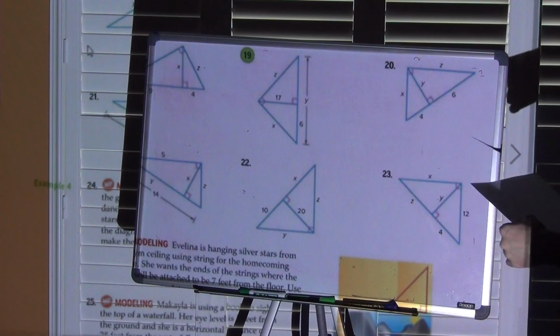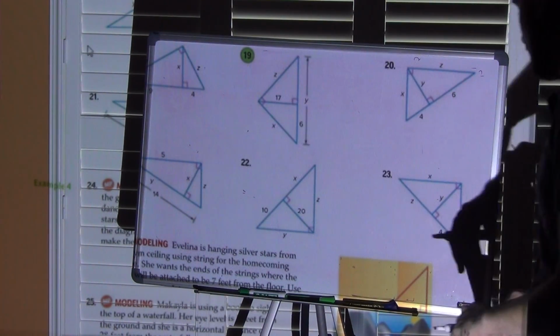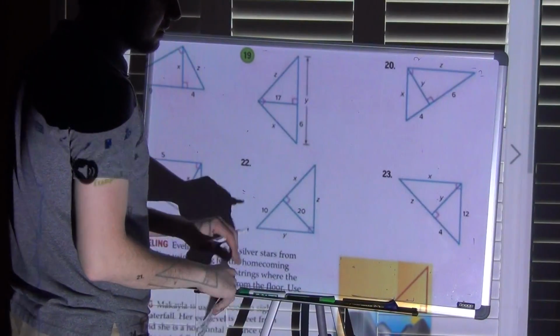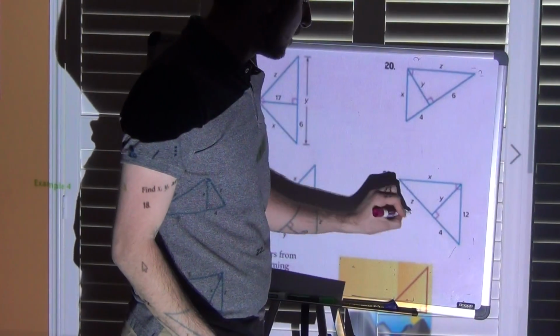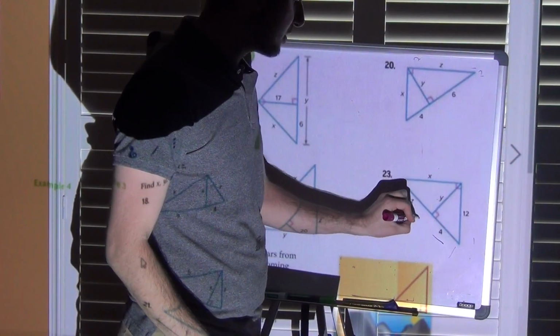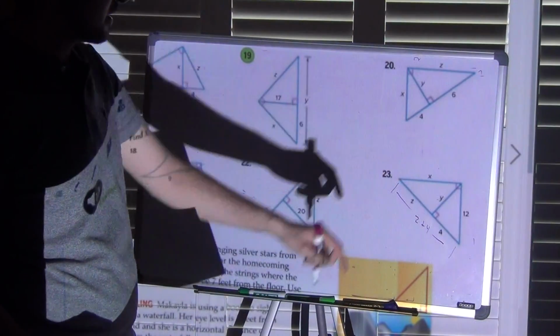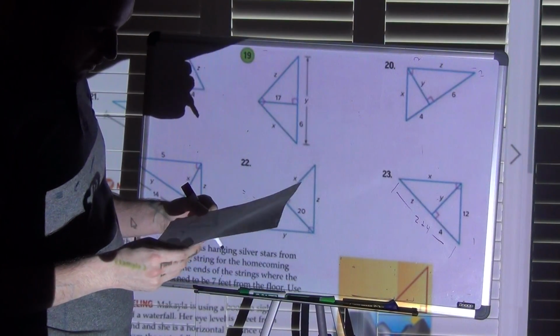All right, so now number 23. The first thing I'm going to do is, I don't know the entire length, but I do know the entire length: this entire length here is going to be z plus 4. So whatever z is, z plus 4 is going to be the entire length. All right, well, how am I going to find all this stuff? Here's what I'm going to do.